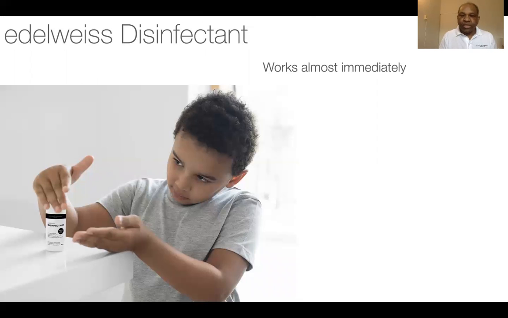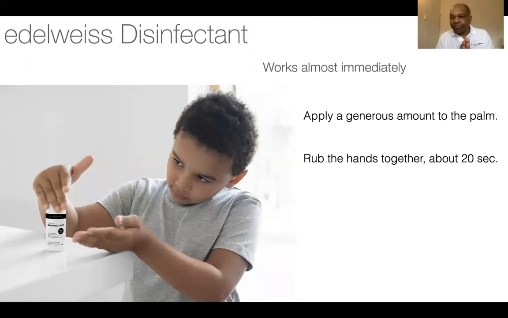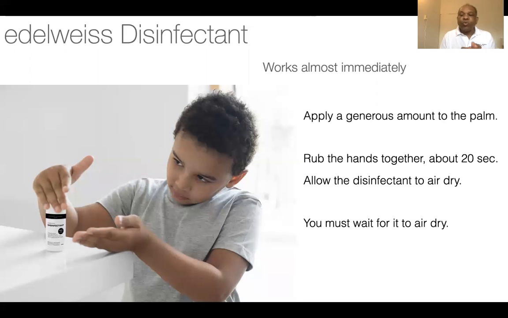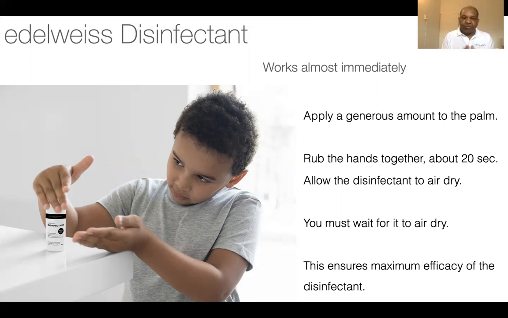So how do you use it? Spray a generous amount on the palms of your hands and rub for 20 seconds and let it air dry for 10 seconds, giving you a total working time of 30 seconds. And within this 30 seconds, you will kill all pathogens on your hands, including viruses and bacteria. So this ensures maximum efficacy of the Edelweiss disinfectant.